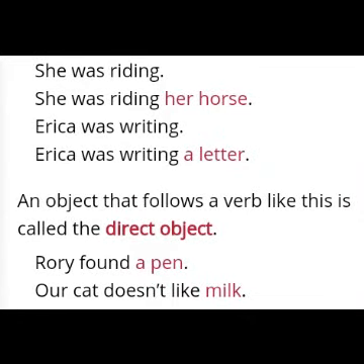She was riding. She was riding her horse. Erika was writing a letter. An object that follows a verb like this is called the direct object. Example: Rory found a pen. Our cat doesn't like milk.